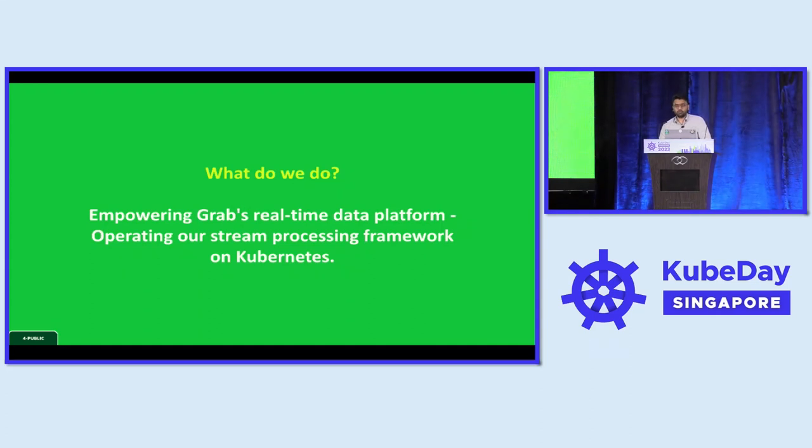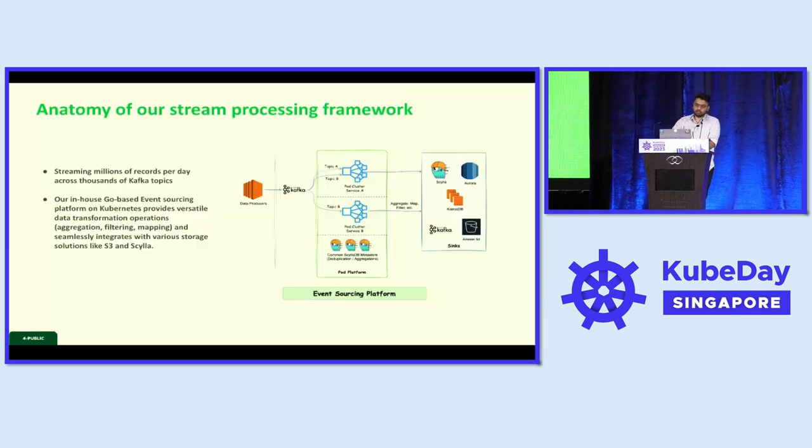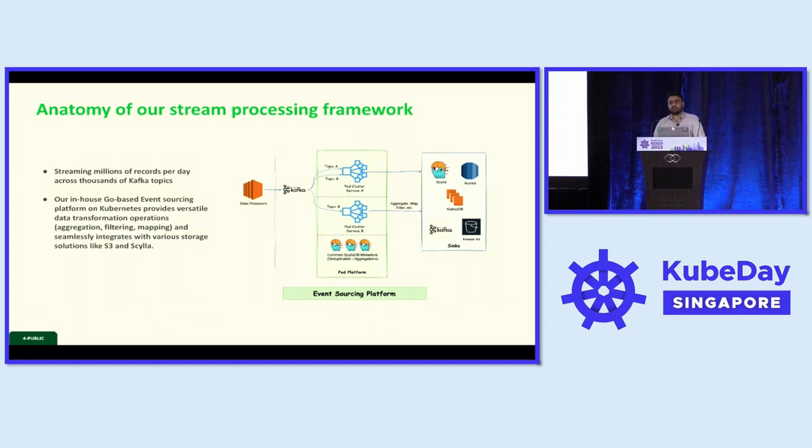Well, what do we do? We work in the platform team at Grab, which is responsible for the real-time data engineering platform, which we run on Kubernetes. This platform is used by various service teams. And before I deep dive into our journey on how we optimized the scaling of this platform, I would like to go over our use case a little bit so that we can relate to the various experiences that we went through.